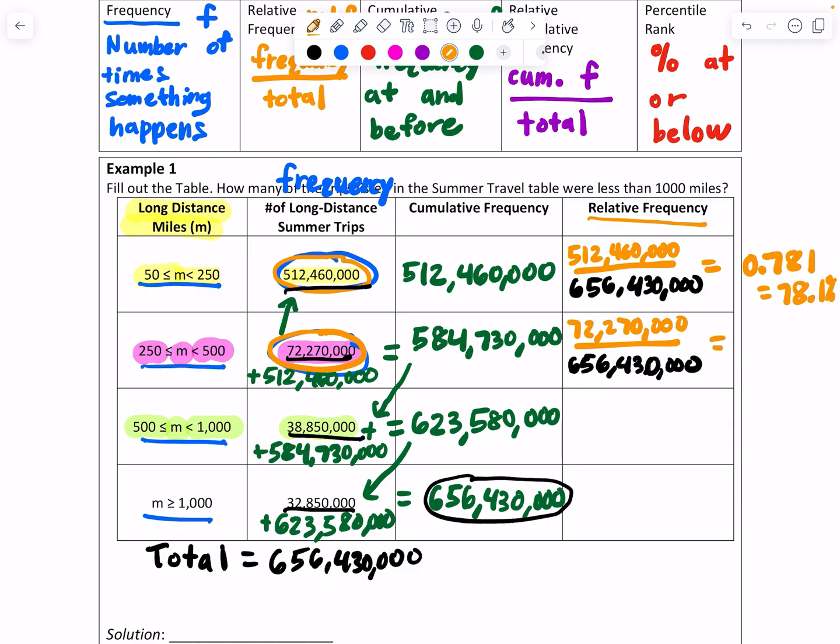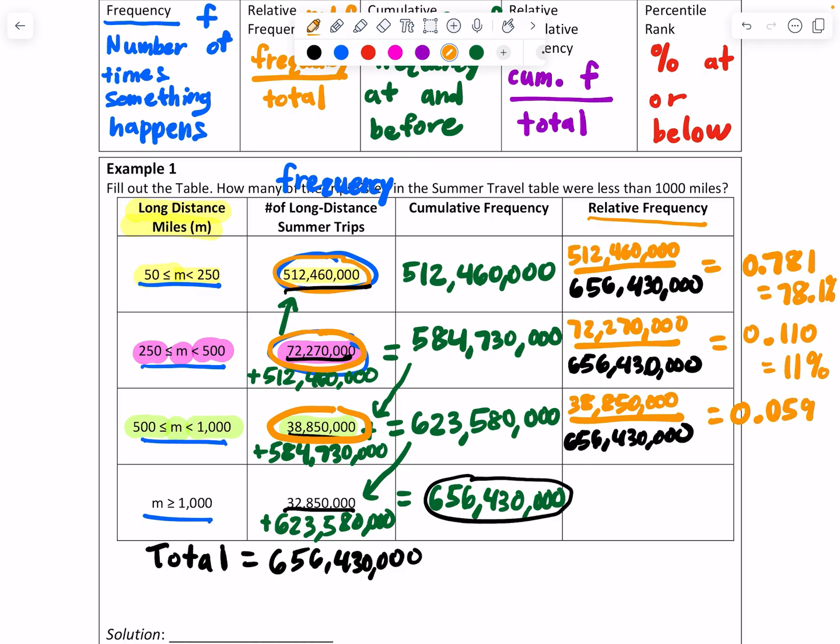When you divide those, I get 0.110, which would be 11%. So 11% of trips were from 250 to 500 miles. Next one, take your frequency, 38,850,000, divide it by the total, and I got 0.059, so that would be 5.9%. 5.9% of trips would be 500 to 1,000 miles.